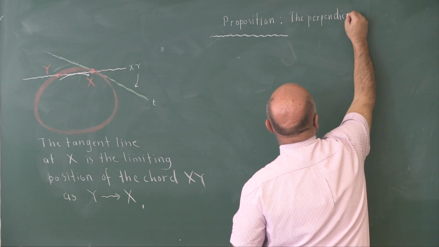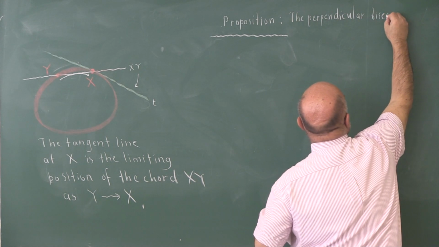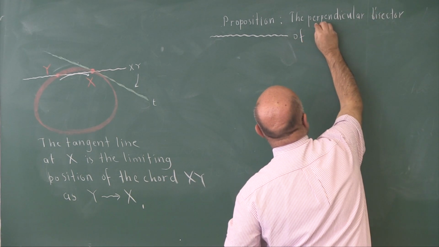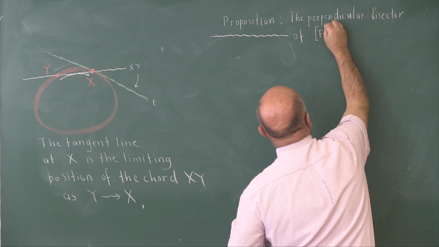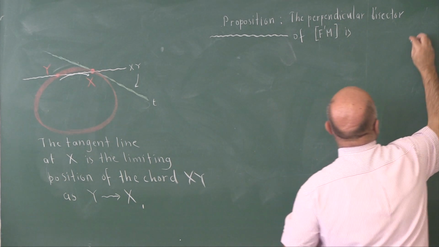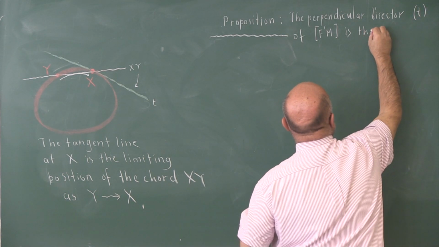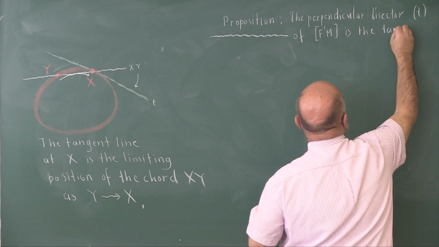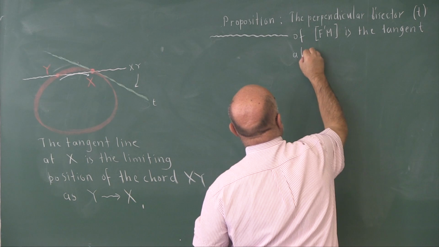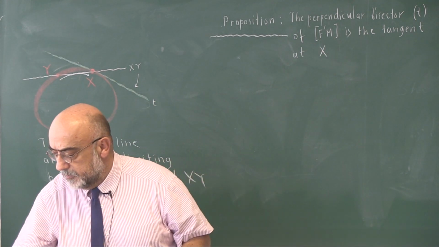The perpendicular bisector of the line segment f prime m is, if you like, the tangent t at x. Okay.